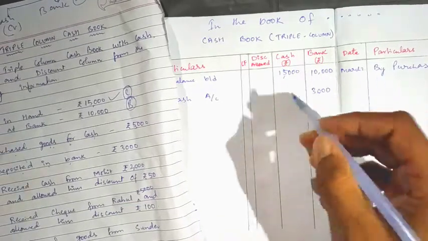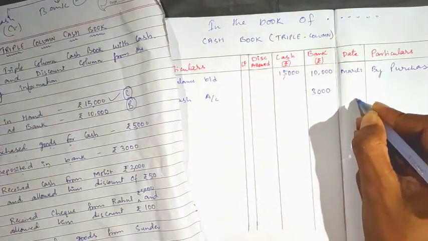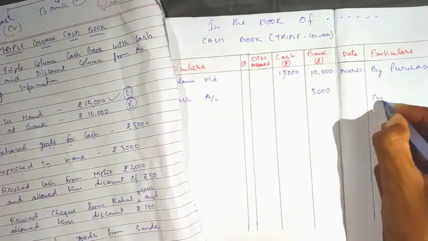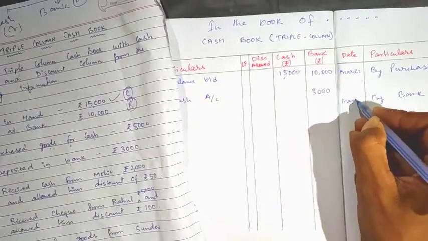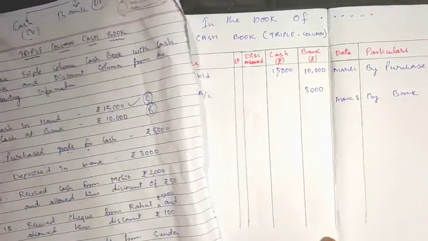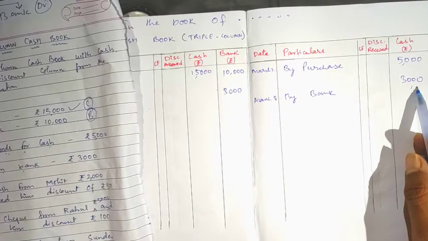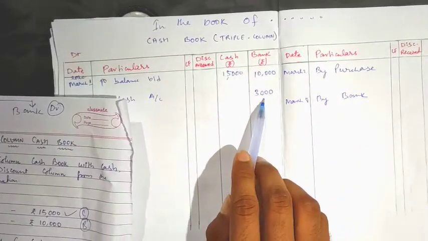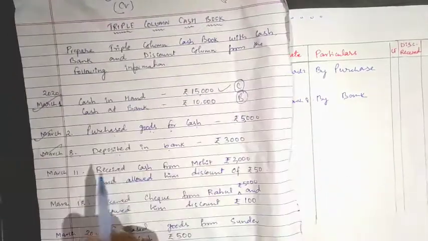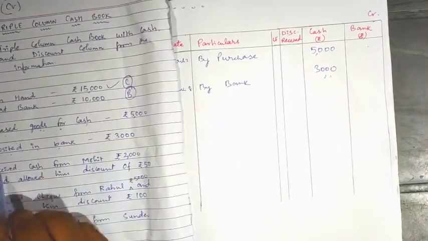Now since bank is increased when cash is deposited into bank, what will happen to cash? It will decrease because cash is going to bank, so cash will be decreased by 3,000. So on the credit side, what will you write? By bank, clear? Now date will be same, March 8. I think it's clear to everyone. So 3,000 is recorded on the credit side, and 3,000 recorded on the debit side, clear? Now the next entry will be March 11. So March 11, what is the question?